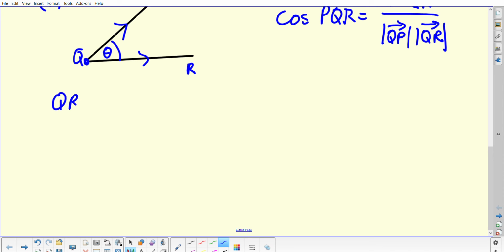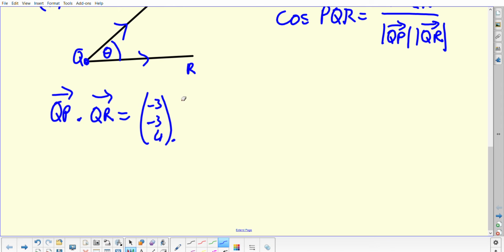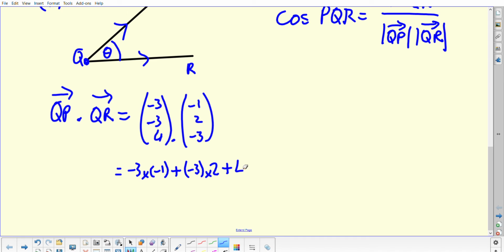So I'm separately going to work out to the side here Q to P dotted with Q to R. So for us that means vector minus 3, minus 3, 4 dotted with minus 1, 2, minus 3. So that's going to be minus 3 times minus 1 plus minus 3 times 2 plus 4 times minus 3, and that is equal to positive 3 minus 6 minus 12, which of course is minus 15. Having done that, that is where your first mark would be for getting that dot product.